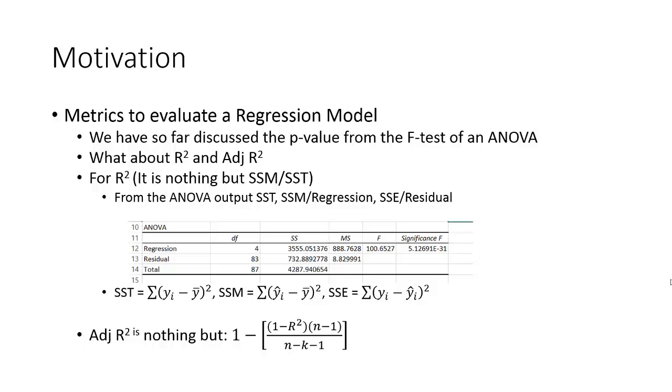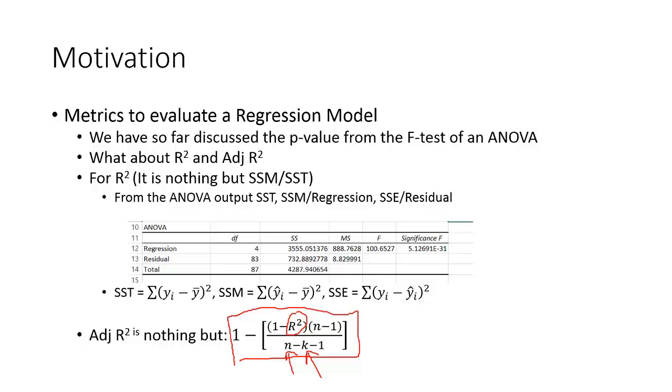As we discussed, you could definitely use the p-value from the f-test of the ANOVA, but another popular metric is called the adjusted r square, which is essentially a modified version of r square, shown in the formula here. To compute it, you can use your r square value, where n is the number of data points, and k is the number of independent variables.